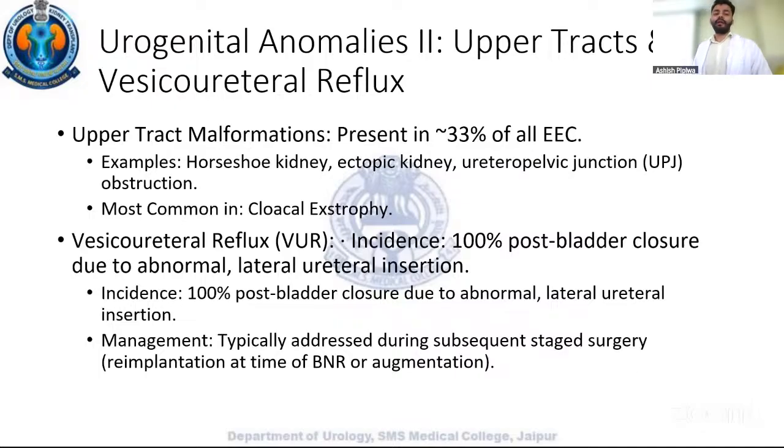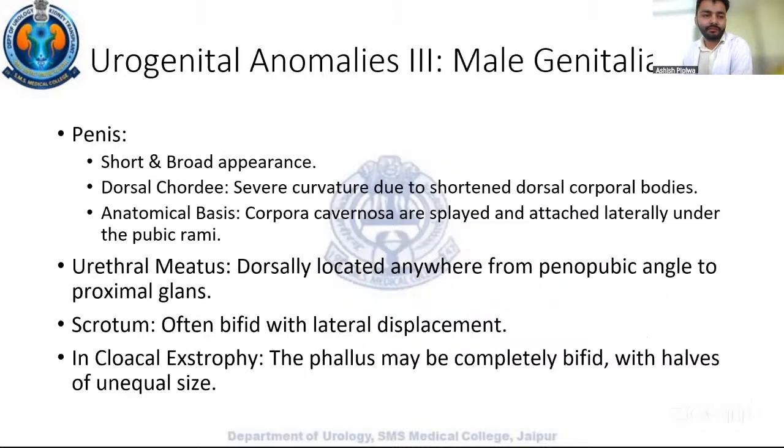Then coming to the upper tract anomalies, they are present in 33% of cases. Examples are horseshoe kidney, ectopic kidney, and ureteropelvic junction obstruction, and it is more common in cloacal exstrophy. VUR is seen in 100% of cases due to lateral and abnormal ureteral insertion. And post bladder closure, there is 100% incidence of VUR. So we have to do the surgery for VUR also, which can be done in the subsequent stages. So we have to reimplant the ureters.